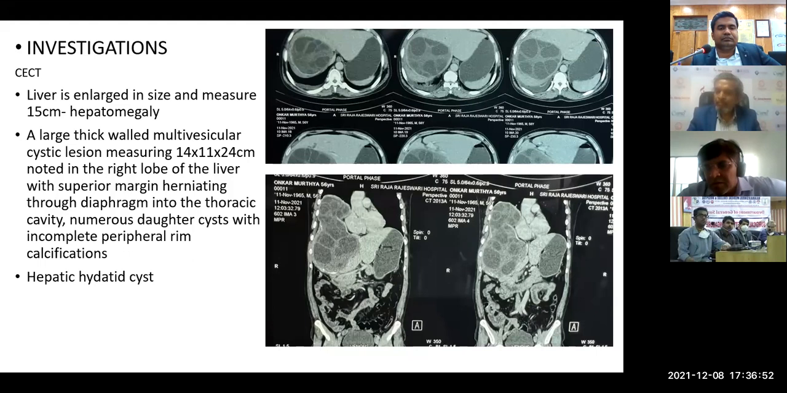So, we first started the patient on albendazole, 10 mg per kg per day body weight, approximately 400 mg BD for a period of 10 days, sir. Then planned for a surgery, sir. Exploratory laparotomy and cyst evacuation, sir.